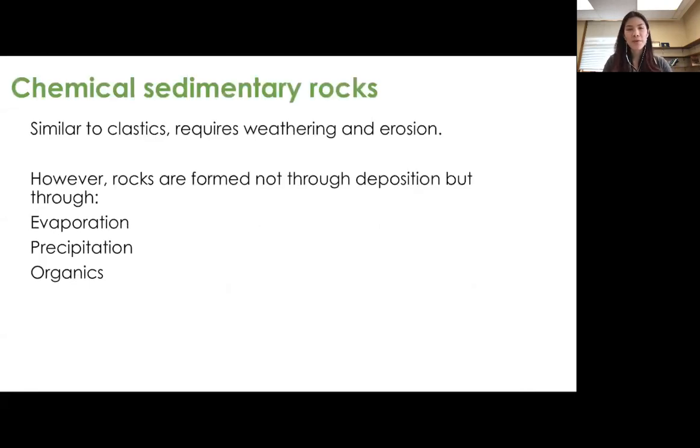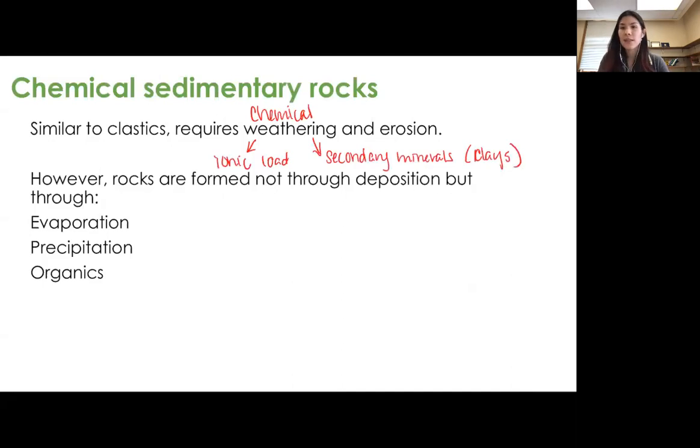Okay, so now we move on to chemical sedimentary rocks. Just like the clastic rocks, these do require some weathering and erosion to produce the ions. However, we're going to be thinking of these more in the chemical weathering realm. If you remember from the hill slopes lecture, chemical weathering was the chemical breakup of the original rocks, and they could form an ionic load. So this could be the complete dissolution of rocks, or they could form secondary minerals, which we mentioned were mostly clays. And so that's how we get a lot of the material for the shales that we talked about in clastic sedimentary rocks.